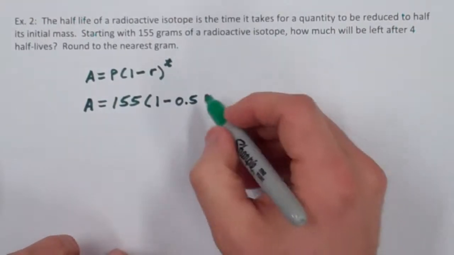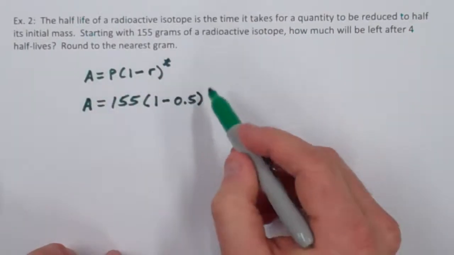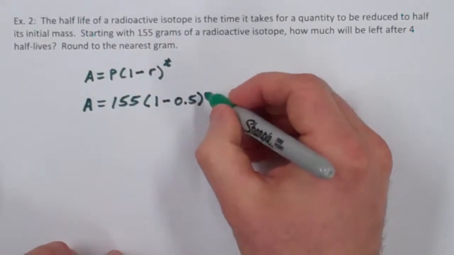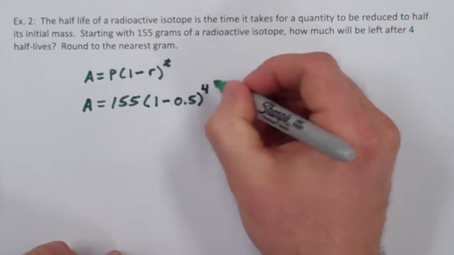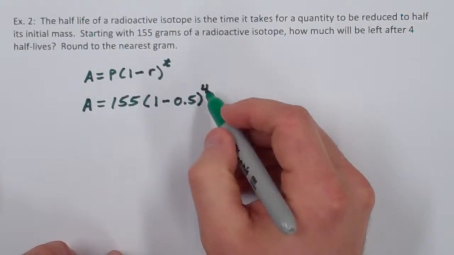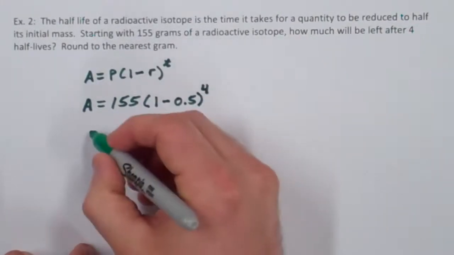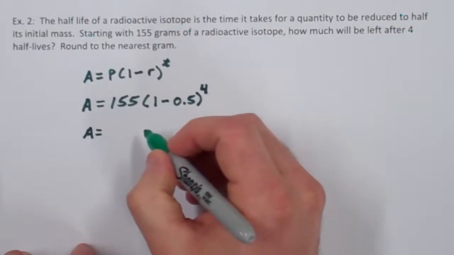That's the rate. And we want to know how much is going to be left after 4 of these half-lives. So the time is actually 4. This rate is for a half-life, and the time is 4 of these half-lives. So we can just go ahead and evaluate this.